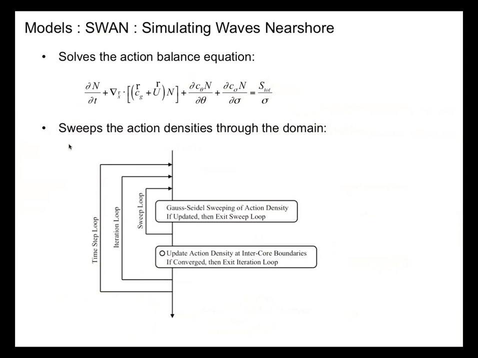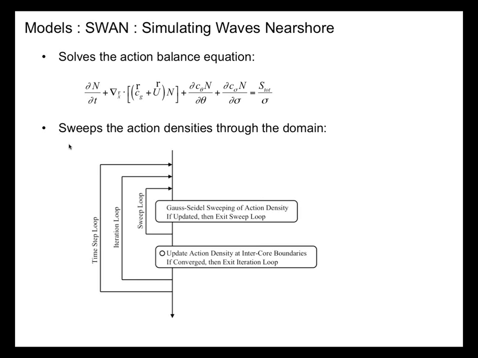Now, this slide got messed up in the transition, but for SWAN, I just wanted to show some math here. So SWAN solves the action balance equation for this quantity N. It's actually a 5-dimensional equation because we have geographic space and spectral space and time.